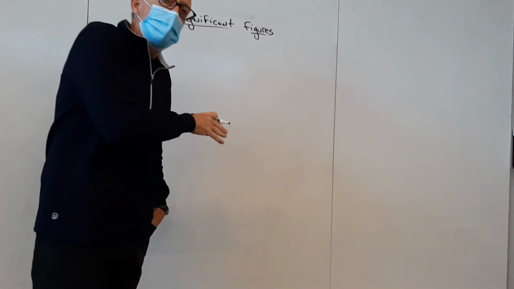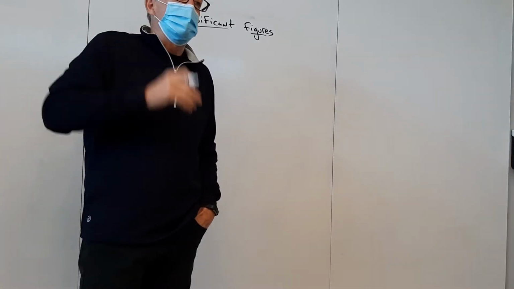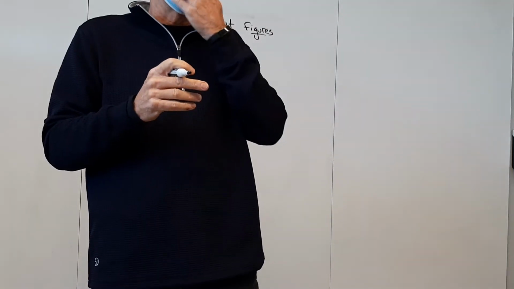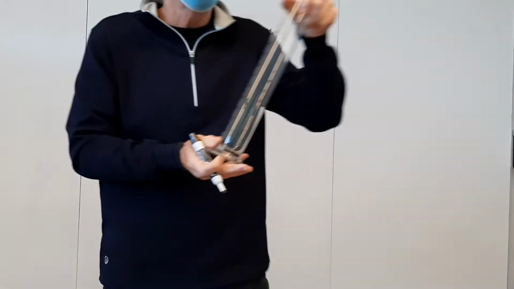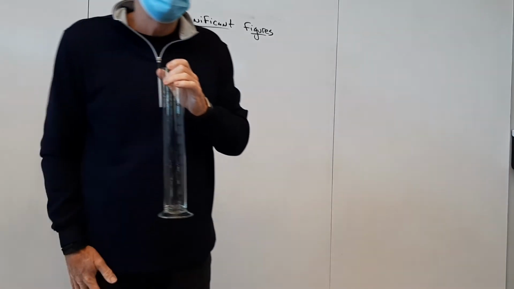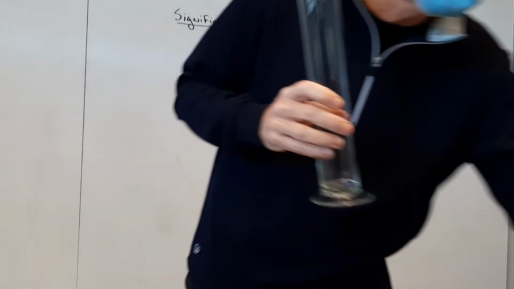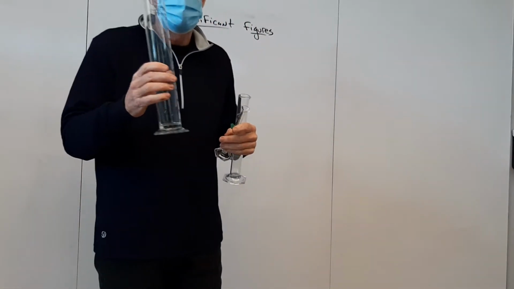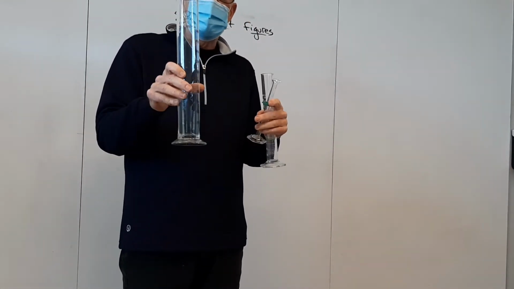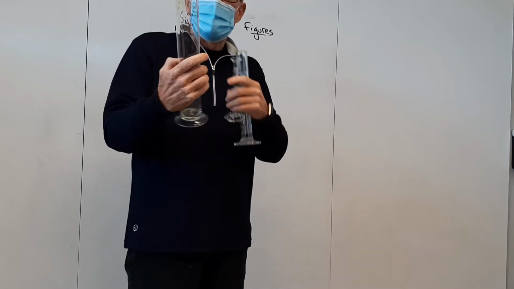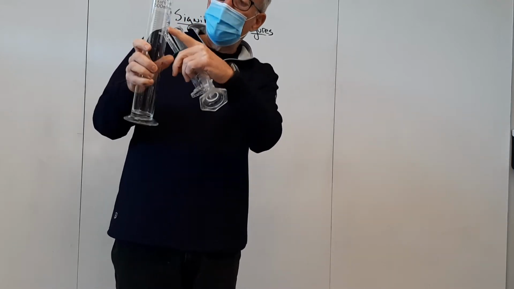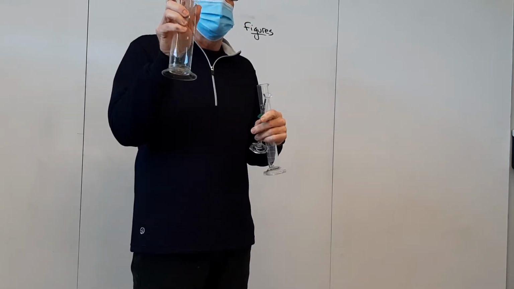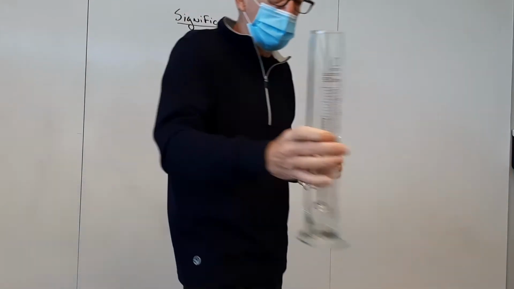Okay, significant figures. Here's the deal. It has to do with accuracy and precision. So I have three of these things, graduated cylinders. There's a 500 milliliter graduated cylinder. Each one of these lines represents 10 milliliters.